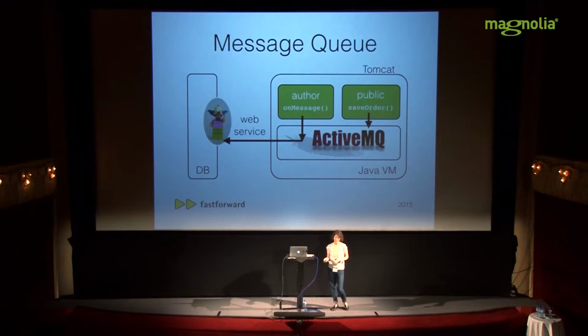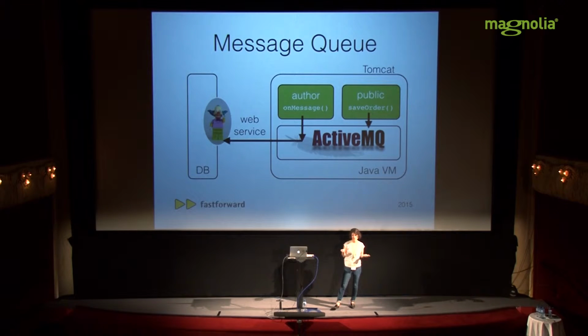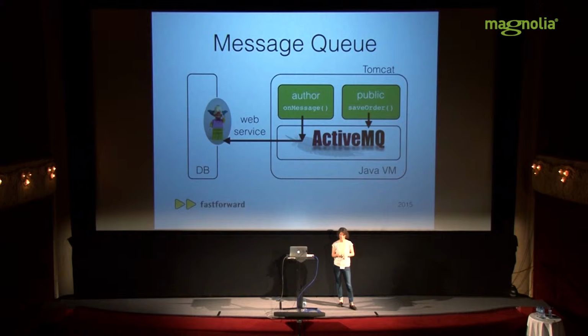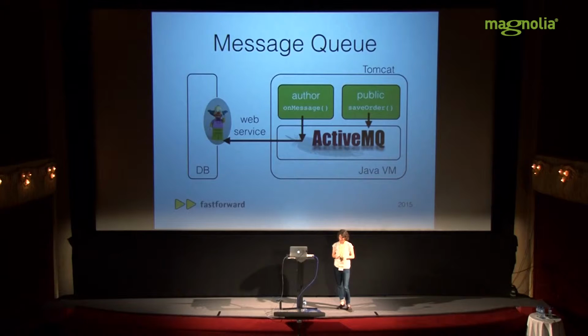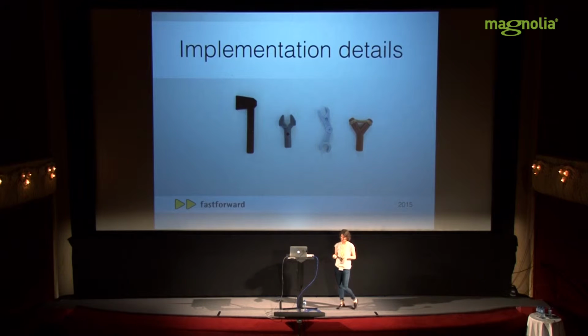And we actually share it between the author and public instances because obviously the messages are produced on the public side where the orders come in, but we want to also consume them on the author side, where we provide an app where the client can look into and see what the status of the queue is. And with that, we're getting into implementation details, and I'm handing over to my colleague Cedric.